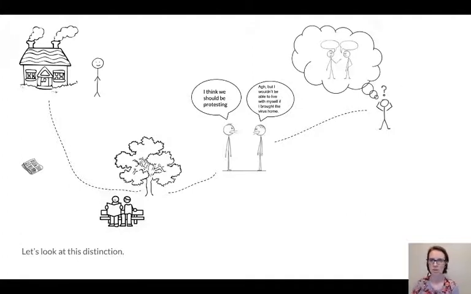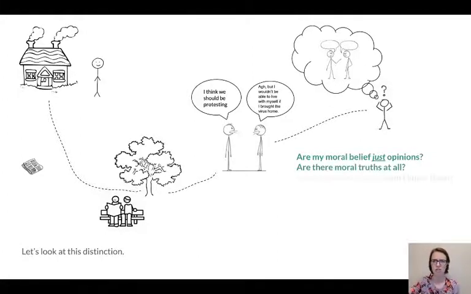Now, thinking about this conversation, which he overheard, Sticky starts to ask himself all different kinds of questions. In fact, he starts to ask himself questions about morality. He's thinking about these people having a moral disagreement, and he starts to wonder, are the two things that they say just their opinions, or are they in some sense disagreeing about a real matter of fact? And so he asks himself, are my moral beliefs just opinions? This leads into the thought, are there any moral truths at all? And even if there were moral truths, how could I know them?